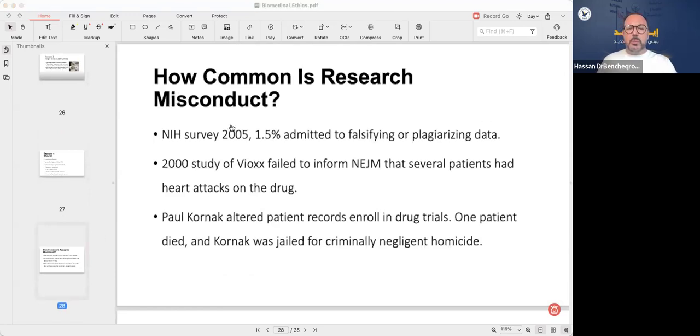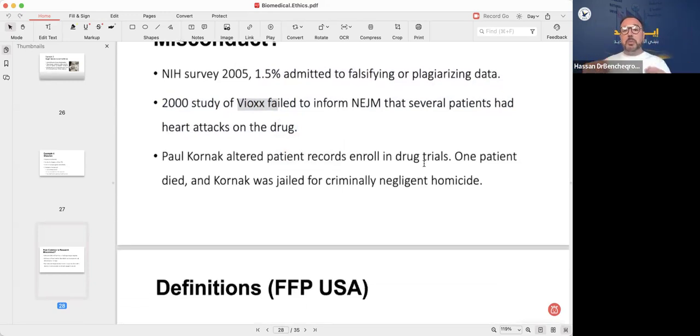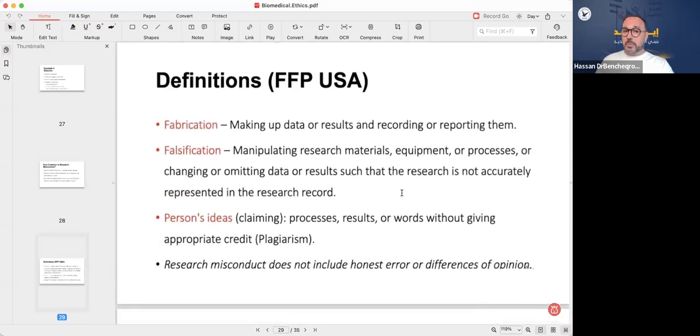So how common is research deceit? How common is deceit in scientific research? Well, the NIH survey showed that 1.5% admitted to lying, falsifying or plagiarizing. In a 2000 study, the Vioxx failed to inform the New England Journal that several patients had heart attacks on the drug. So there is an entire industry of people that try to find if there has been deceit or fraud in research. So these are the definitions.